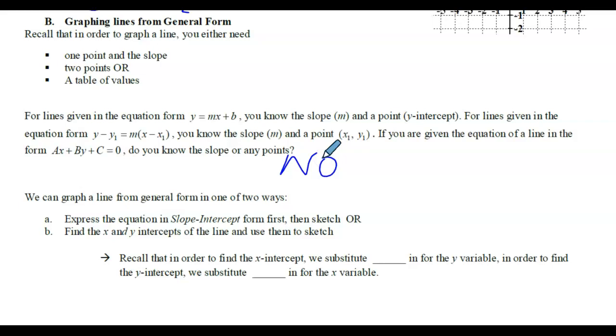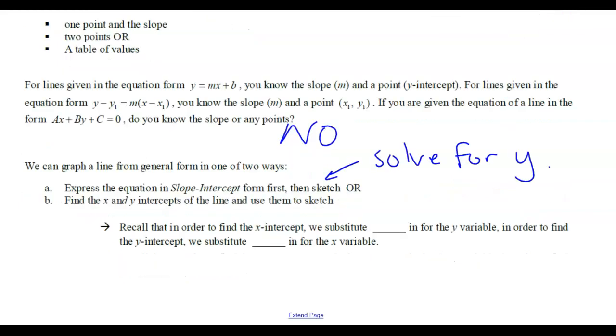So one of 2 ways. Rearrange it so that it's in slope intercept form, so solve for y. The other way is find the x and y intercepts of the line and then join them up. And you can find the slope to get more points if you need to.